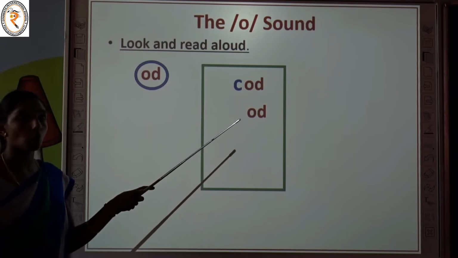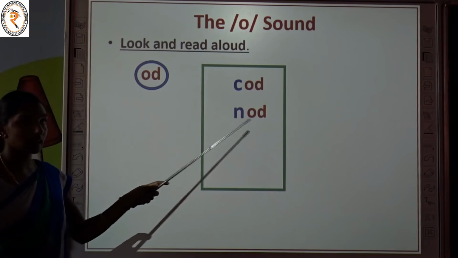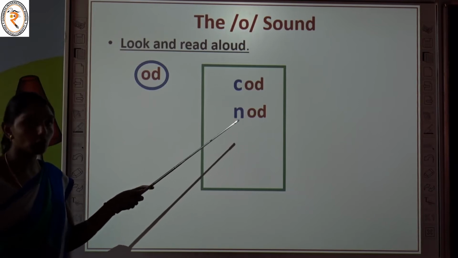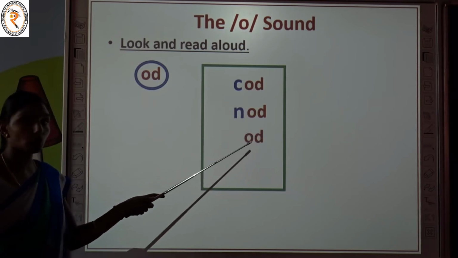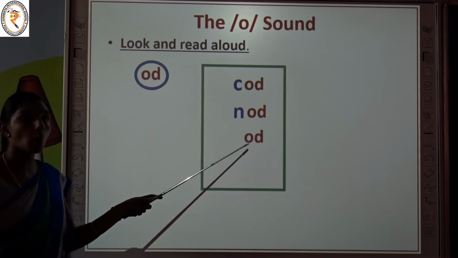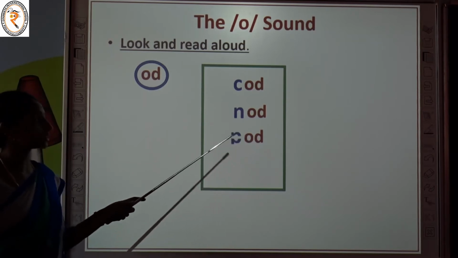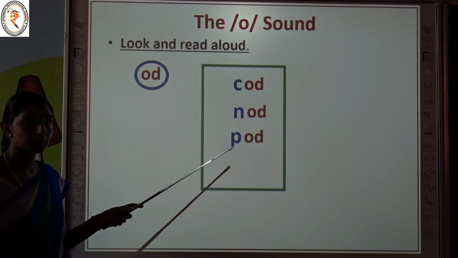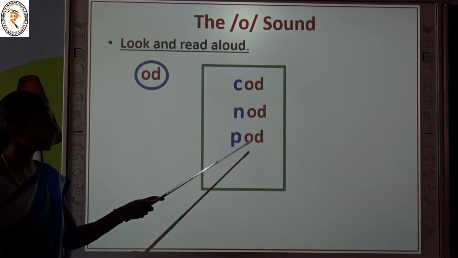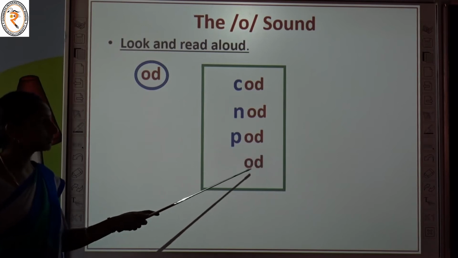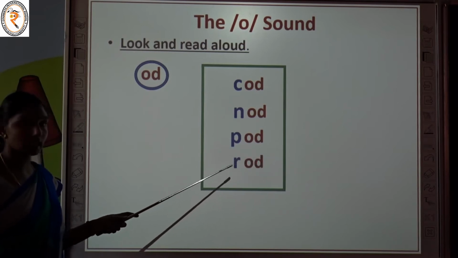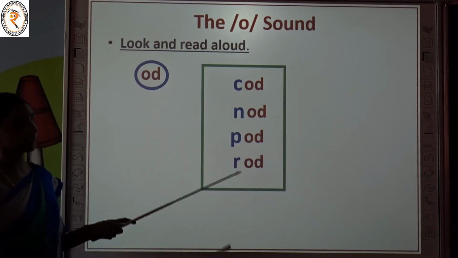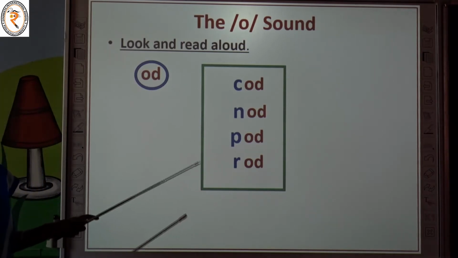Od. O-D, od. Now the letter N is added to od. How can we pronounce it? In plus od, nod. Very good. Again we have O-D. How can we pronounce these letters? Od. Very good. Now the letter P is added to it. What is the sound of the letter P? Ip. Ip plus od, pod. Very good. Again we have OD, and Ir plus od, rod. Very good. Like this you have to pronounce each word.